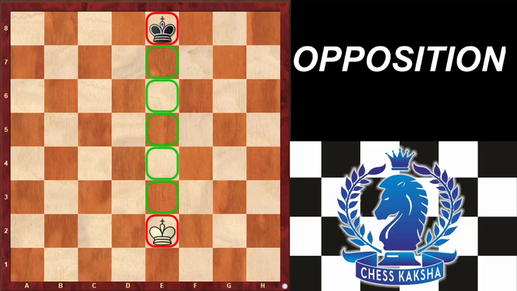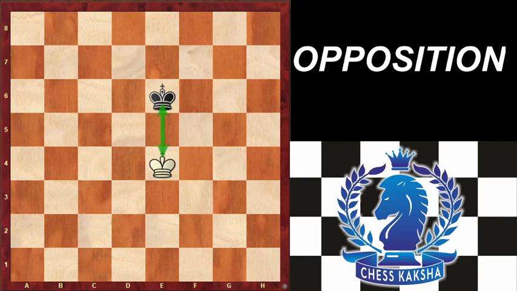This is the example of distant opposition. When both the kings are standing at a distance of 3 or 5 squares on the same file or rank, it is called distant opposition. What is the disadvantage of losing opposition? The side which is on the move will lose the opposition in this position.